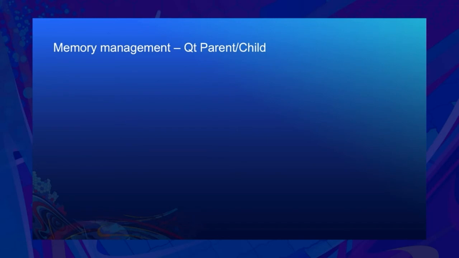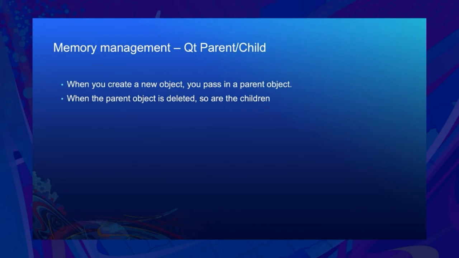So with memory management, Qt handles this primarily with the parent-child relationship. So how this works is you create a new object and you pass in a parent object. When the parent object is deleted, the children are as well. You can pass in any QObject as a parent. You'll often see the keyword this specified when you're creating a new object. Basically what that means is that the application is taking ownership of the object and it will retain its lifetime as long as the application does.